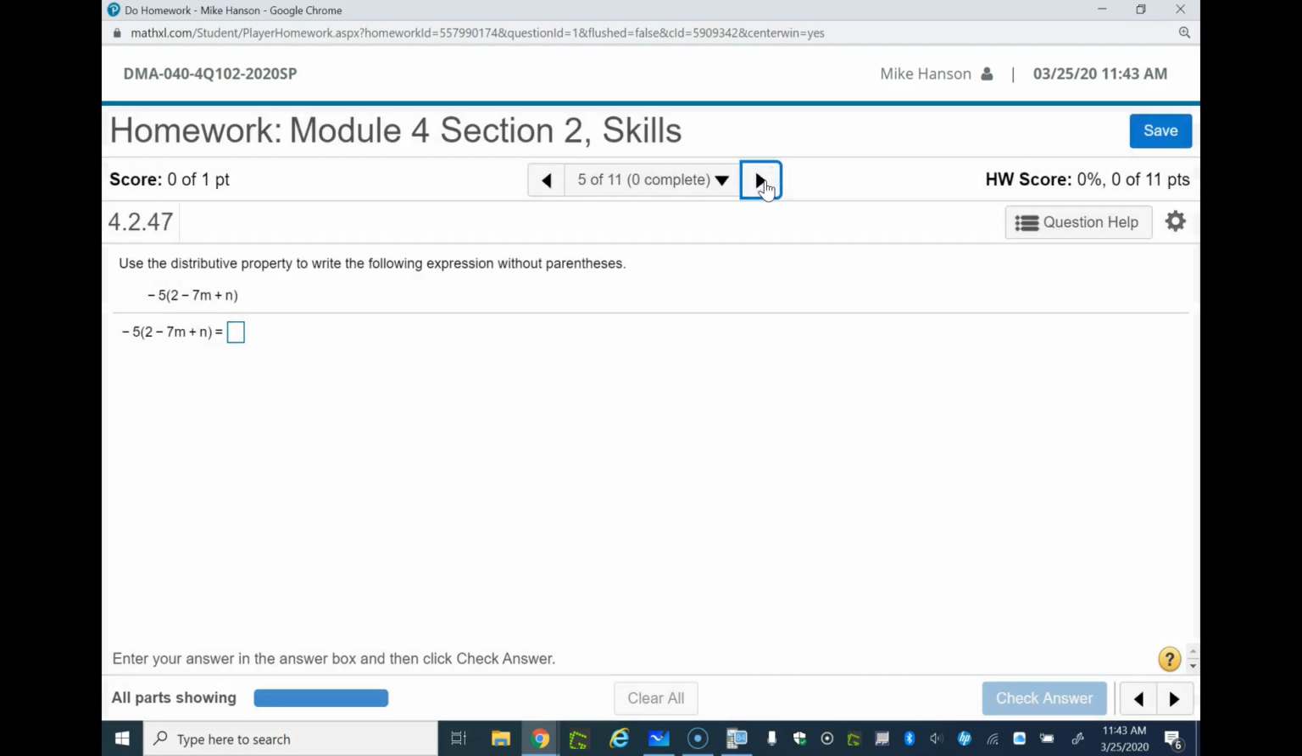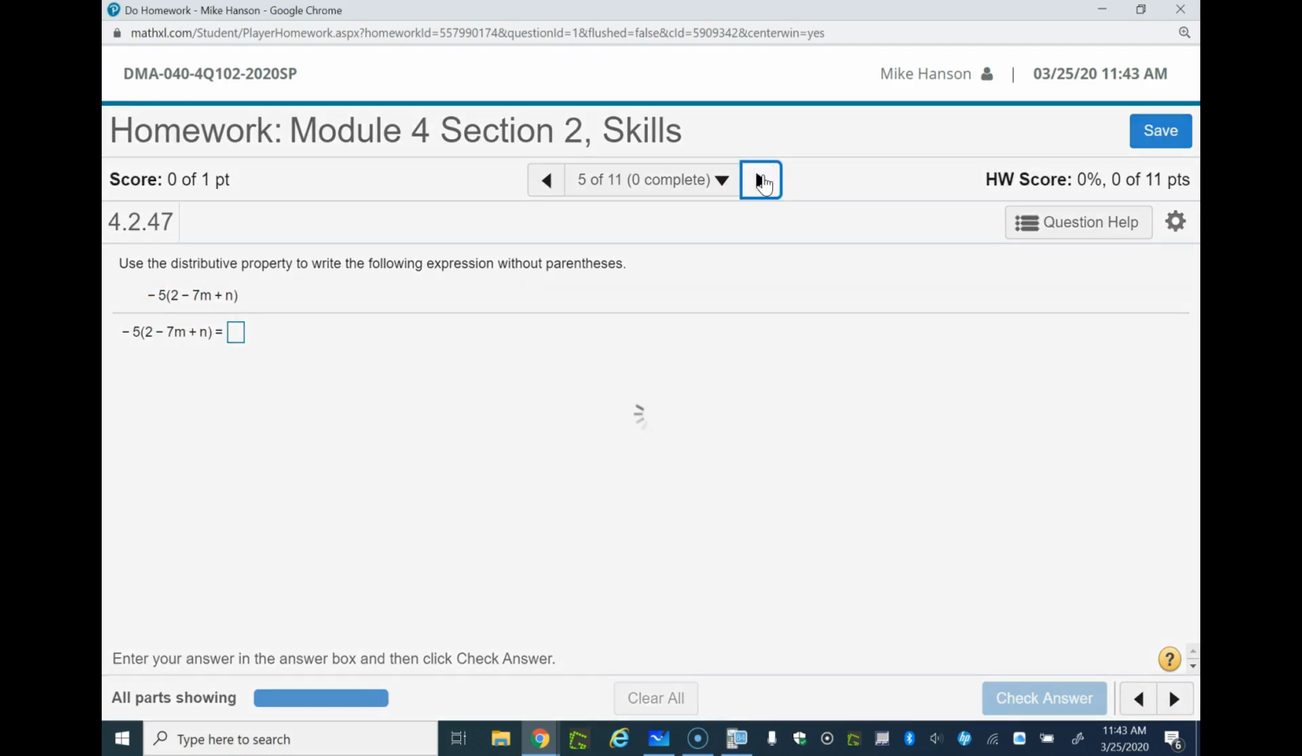The next word is distribute. One-word definition for distribute will be sharing. We're going to be sharing by multiplying. So you would take this -5 inside to the 2, to the -7, and to the understood 1 that's in front of this n, and multiply them together. And then that will provide the answer for this particular problem. And this is what distributing means. We're just sharing this -5 to every part inside by multiplying.